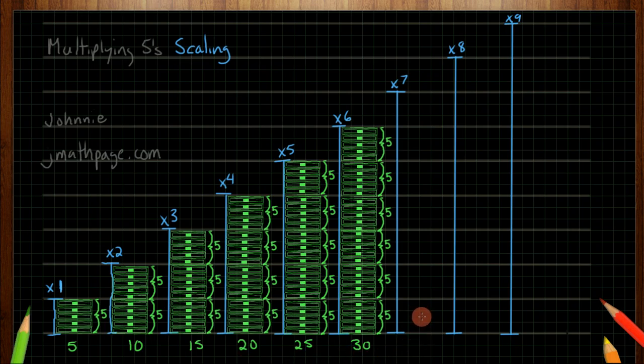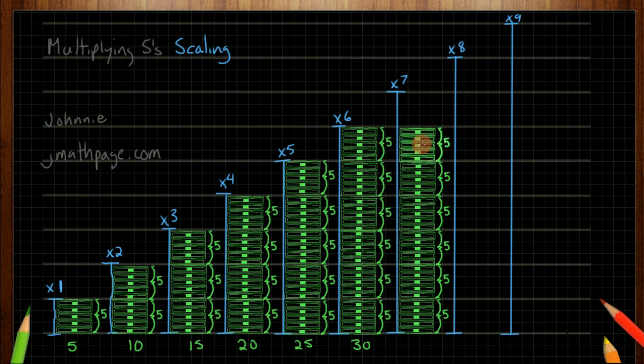Okay. 7 stacks of 5 boxes. 1, 2, 3, 4, 5, 6, 7 stacks of 5 boxes. How many altogether? 5, 10, 15, 20, 25, 30, 35 boxes altogether.